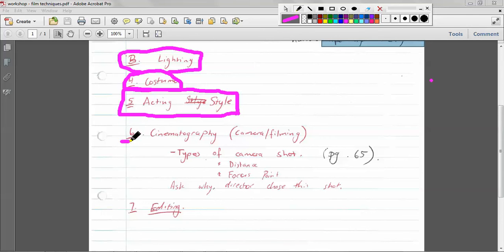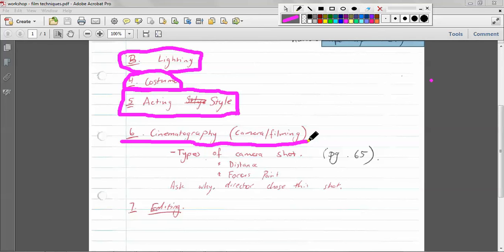Cinematography is a fancy word for the camera work or the filming techniques. If you look on page 65 of your textbook, which is part of the chapter on film, it looks at different types of camera shot. The reason why we look at these is they're often the most used technique for conveying meaning. It's used in every scene. Directors will choose a specific type of camera shot for that scene to create a specific mood. And you've got to ask yourself, why has this shot been chosen? How is it affecting me as a viewer? What's it making me feel or think?